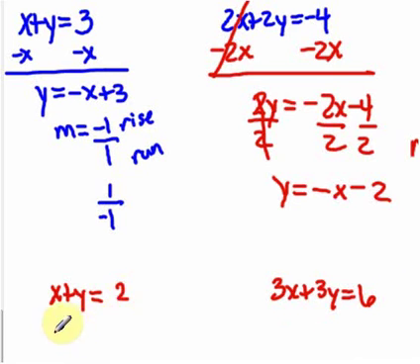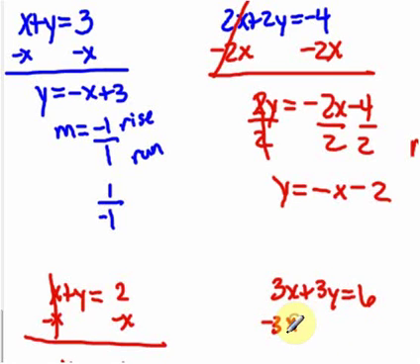So solving this one for y, we would just simply subtract the x from both sides. And I'm going to get y equals negative x plus 2, because the 2 is positive and the x is negative. Here, I would subtract the 3x from both sides. 3y equals negative 3x plus 6. We're going to divide everything by 3 to get the y isolated, and negative 3 over 3 is negative 1x plus 2.